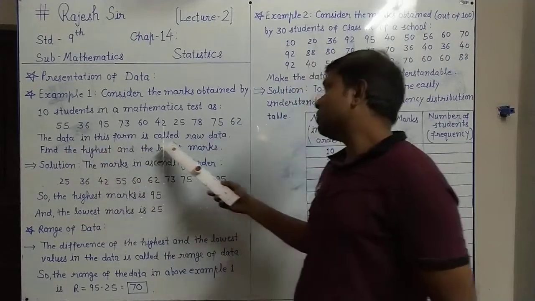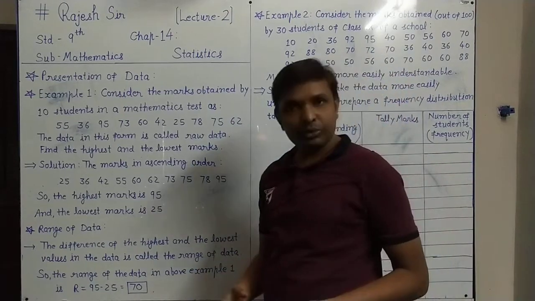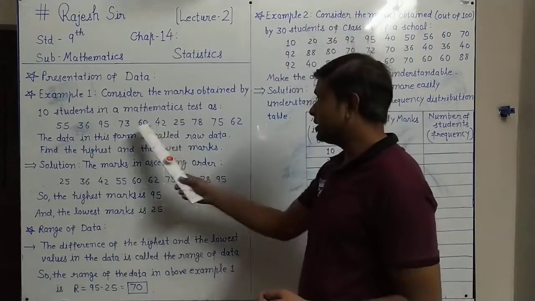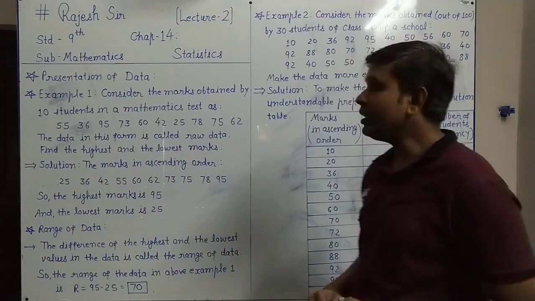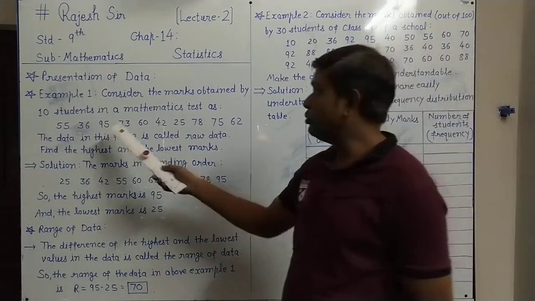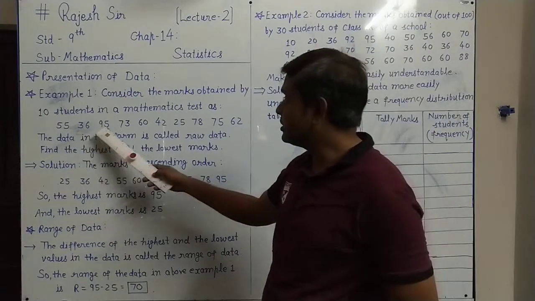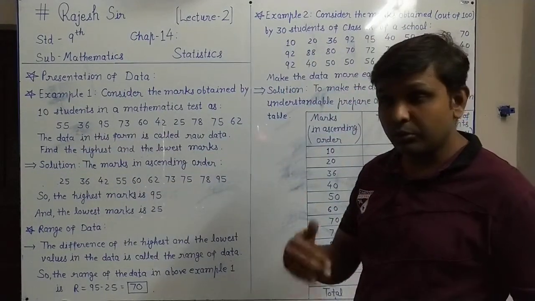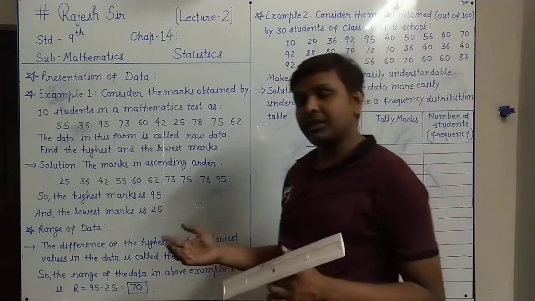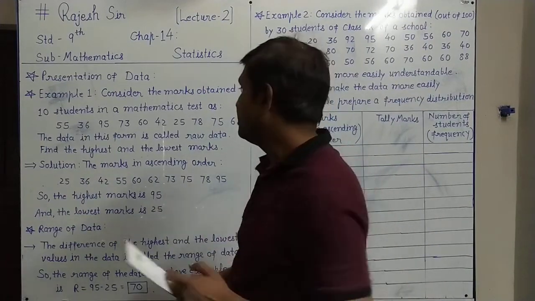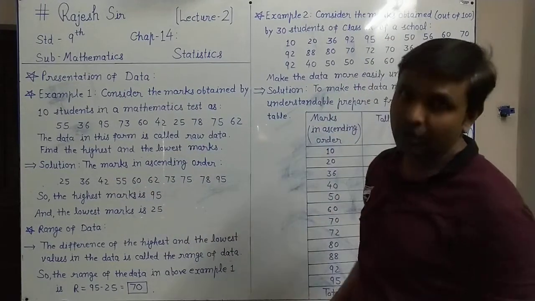The data in this form is called raw data. It is the collected marks of 10 students in the maths test. In it we have to find the highest and the lowest marks. If you look directly for the highest and lowest marks, it will take some time, like here 55, 36, 95. So what is the simple way to represent it so that we can answer this type of question very easily? In the solution, the representation is done by writing the marks in ascending order.